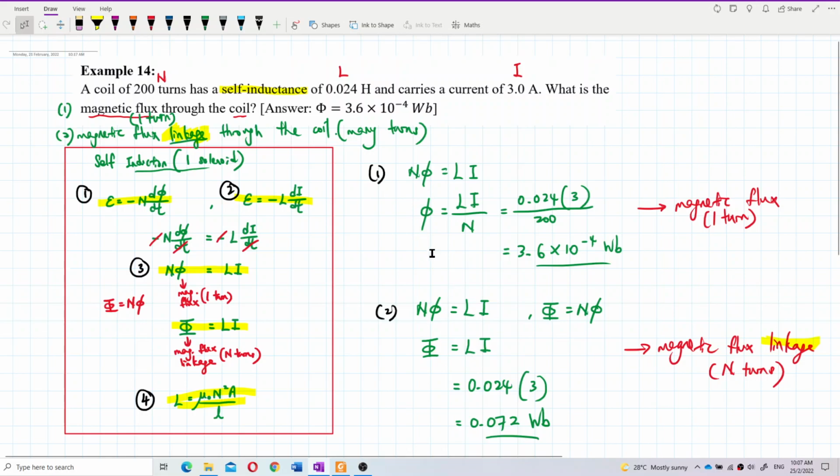Okay, so I think that's all for this question. So the answer is correct, but this one should be a small phi. Yes, 3.6 times 10 to the negative 4 Weber. Okay, that's the answer. That's all for this question. Bye.